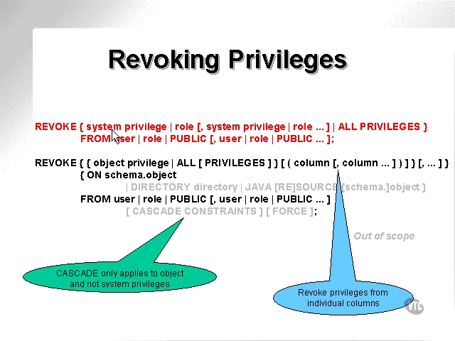Obviously we have revoke system privilege and we have revoke object privilege. System privileges are revoked from users, and object privileges are also revoked from users as applied to a particular object within a particular schema.